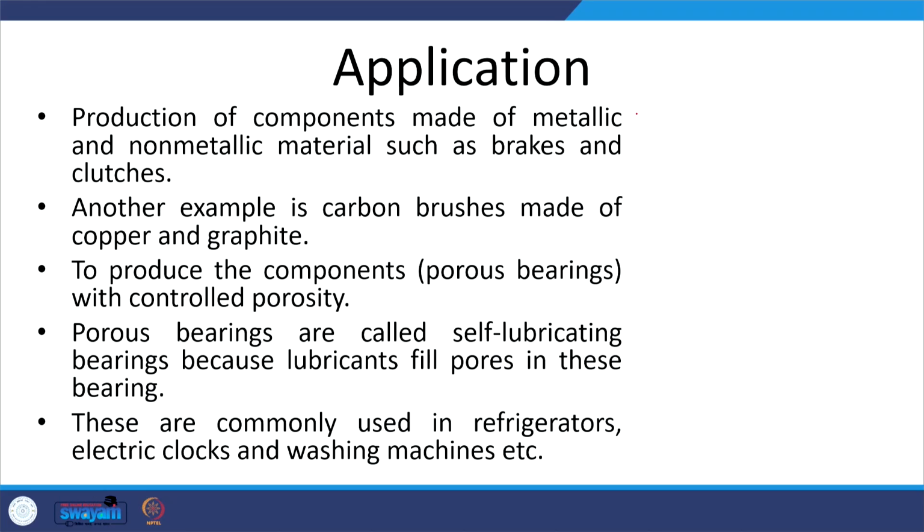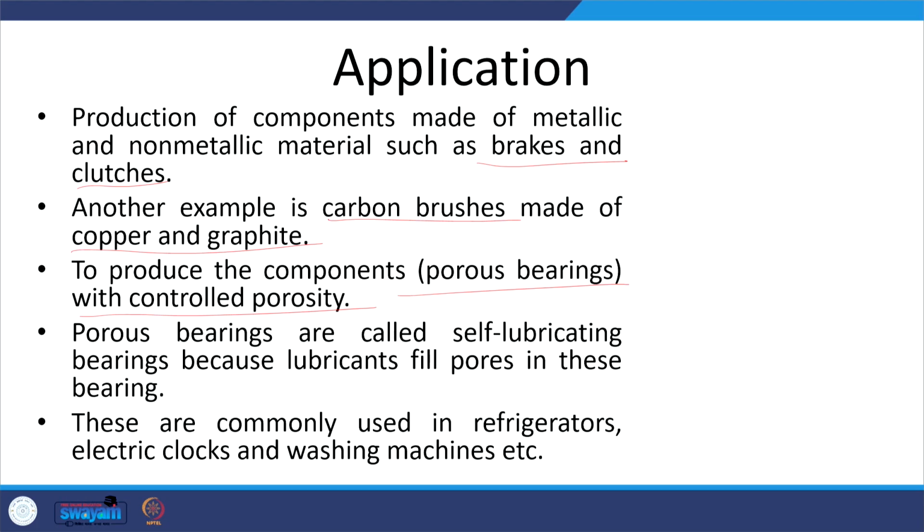Now, the production of components made of metallic and non-metallic materials such as brakes and clutches. Another example is making carbon brushes, which are made of copper and graphite, and powder metallurgy is also used for making porous bearings with controlled porosity. So, porous bearings will have a lot of pores.